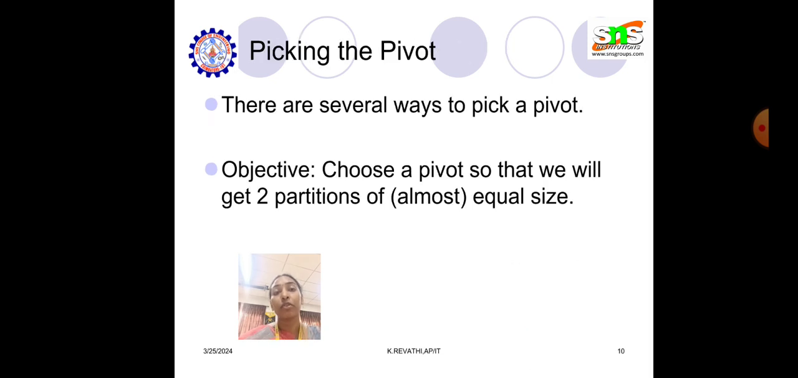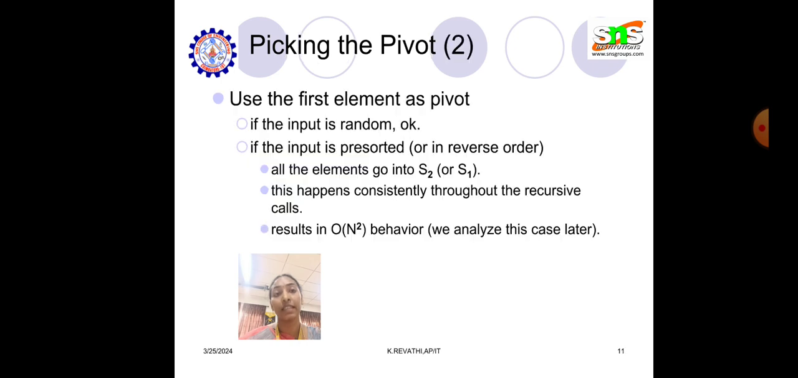Picking the pivot element. There are several ways to pick a pivot element. The objective is to choose a pivot element so that we get two partitions of almost equal sizes. Strategy one: use the first element as the pivot.